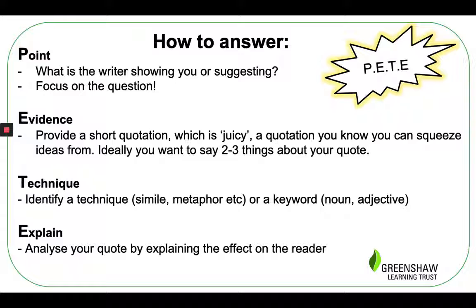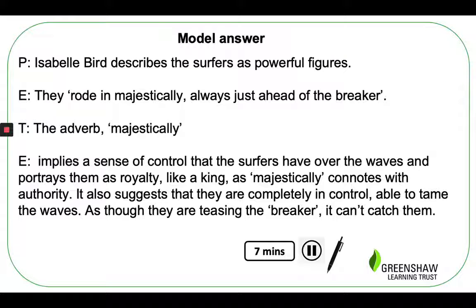So you need to PEAT your answer. This is the simplest way to do it. Let's show you what to do. Model answer for you. Isabel Baird, the lady who wrote this article, describes the surfers as powerful figures. That's my statement. Evidence is just my quotation. T stands for technique. And E is my explanation. Nice and simple. And you just rinse and repeat this twice more. Please could you pause your video and write this example down now.